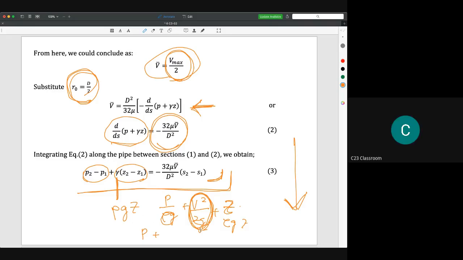Doctor, excuse me. Yes. For Z1 and Z2, these are the elevation from the zero axis? Yes. So Z1 and Z2 are like in the Bernoulli equation. For example, if you have a pipe like this one, this is point 1 and this is point 2. So Z2 minus Z1 means the height of Z2 minus the height of Z1, the distance between Z1 and Z2. Okay. Thank you.